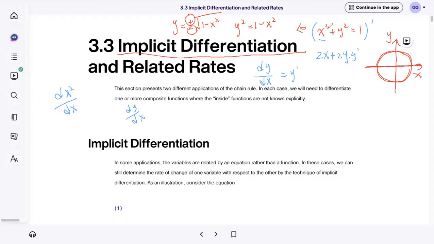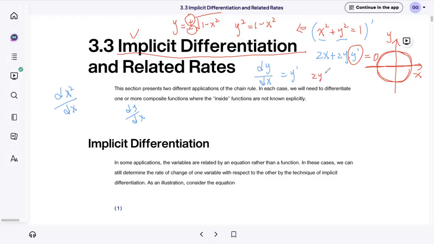So the derivative of x squared is 2x. The derivative of y squared is 2y, but multiplied by y prime, or dy/dx. So this is the implicit differentiation part. Then we take the derivative of 1, the derivative of a constant, which is 0, because there's no rate of change. The constant doesn't change. Now we can solve for y prime.